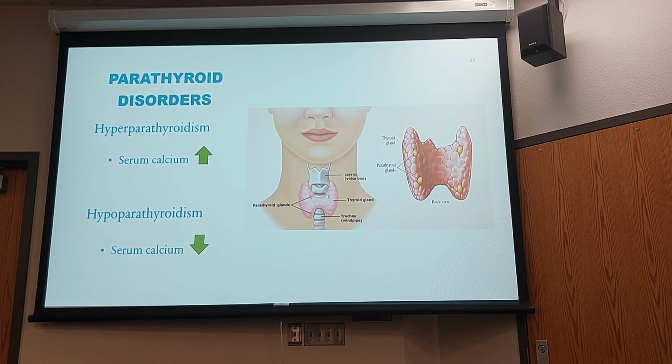What is the relationship between calcium and phosphorus? Inverse. They're inverse, right? They're opposites. So if I have hyperparathyroidism, that means my calcium is high. What does that mean about my phosphorus? It's low. Very good.